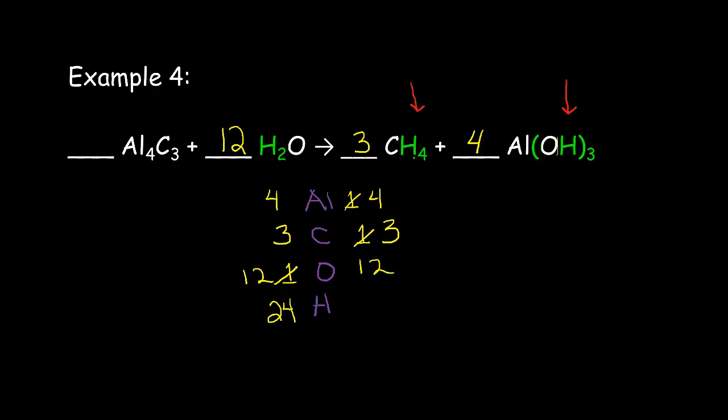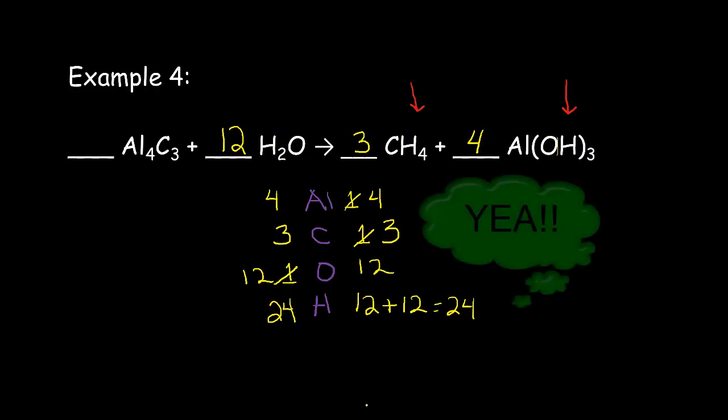We have 3 CH4s, and in every 1 CH4, we have 4 hydrogens. So we're going to multiply 3 times 4 to get how many hydrogens we have in CH4. 3 times 4 is 12, and then we have to add that to these hydrogens right here. Now for every 1 aluminum hydroxide, we have 3 hydrogens. So we're going to multiply this coefficient times this subscript, which is an implied 1, times this subscript, which is 3. So 4 times 1 times 3 is 12. 12 plus 12 is 24. So we are very balanced here. We're done, guys.